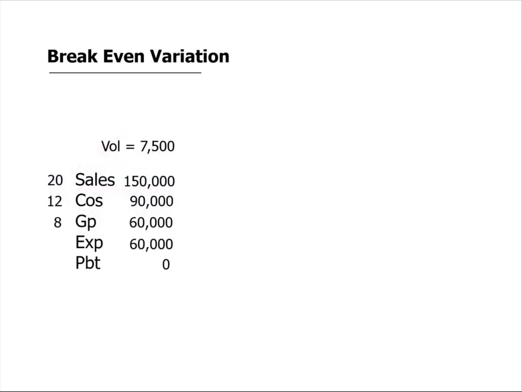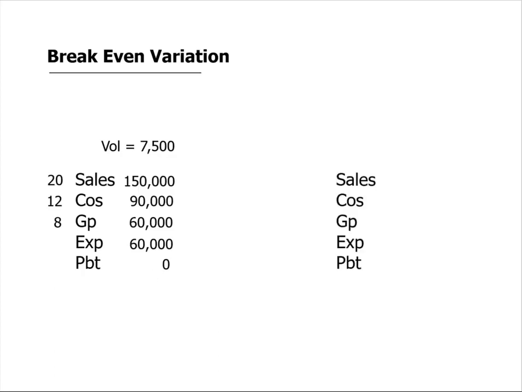Let's do a quick scenario here. Let's say it's our intention to make a profit in our business. So we don't want this profit here to be 0. What if we wanted to make a profit of 20,000? What if we set that as our target? How many more units would we have to sell? What would the volume have to become in order for us to make a profit of 20,000?